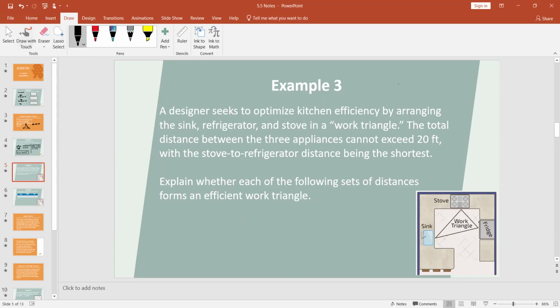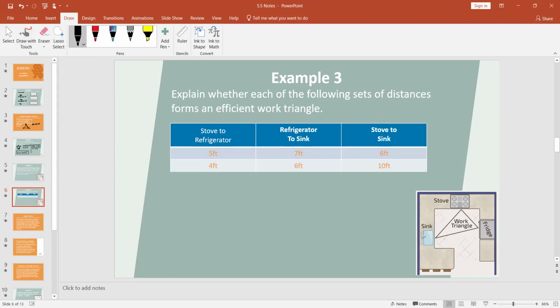I'm going to move on to the next one because this has our table, and I think on y'all's it's a little bit harder to see. This is 5 feet, 7 feet, 6 feet. This one's 4 feet, 6 feet, and 10 feet. So this is option A, this is option B.